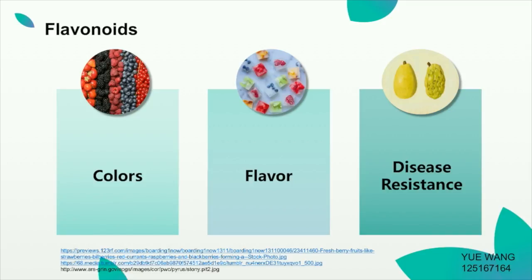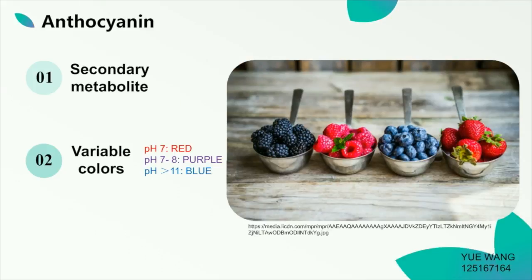The effect of flavonoids on colors is probably the most familiar to us. Anthocyanin is one of the most important pigments in plants. It is also a secondary metabolite of the flavonoid pathway. Fruits with red, blue, or purple colors like berries, grapes, and blood orange all contain high levels of anthocyanin. That is because anthocyanin presents different colors with different pH. It shows red color when the pH is around 7, while it is purple with pH between 7 and 8. When pH reaches 11 or even higher, the fruit is in blue color.